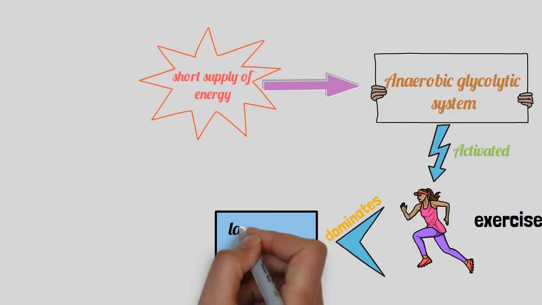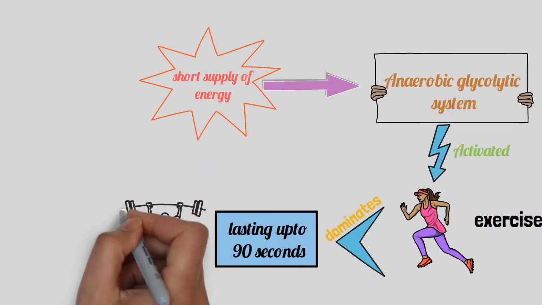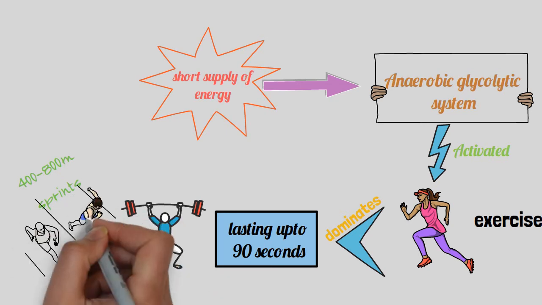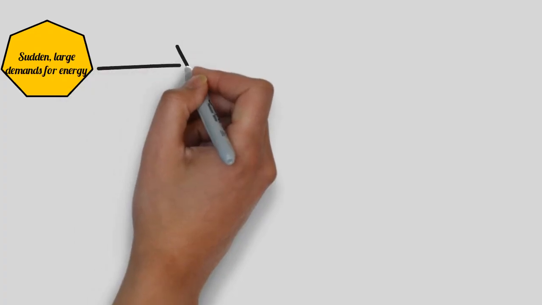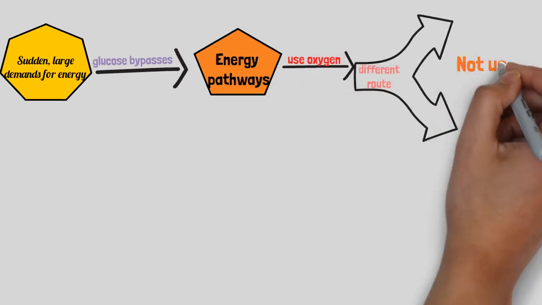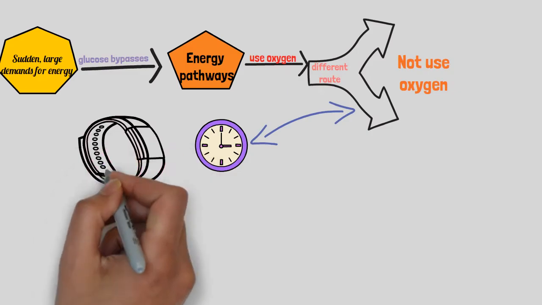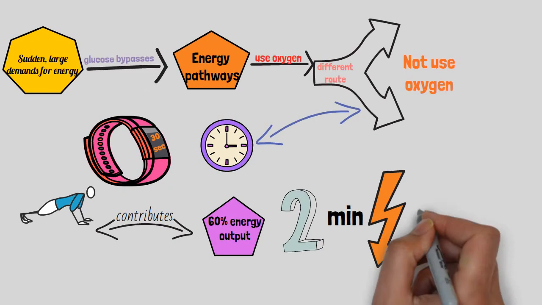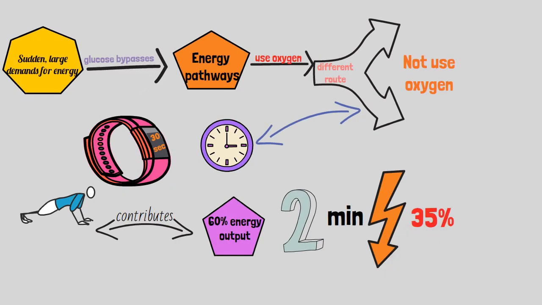It dominates in events lasting up to 90 seconds, such as a weight training set in the gym or a 400 to 800 meter sprint. In order to meet the sudden large demands for energy, glucose bypasses the energy producing pathways that would normally use oxygen and follows a different route that does not use oxygen. This saves a good deal of time. After 30 seconds of high intensity exercise, this system contributes up to 60% of your energy output. After 2 minutes, its contribution falls to only 35%.